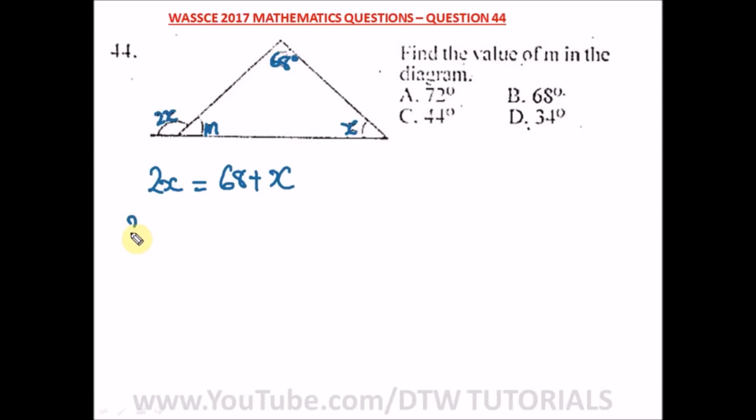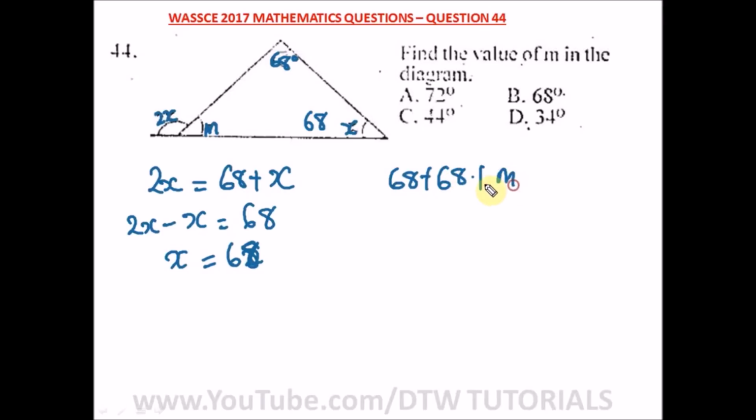So let's find x. Bring this x to this side. We have 2x minus x equal to 68. So x is equal to 68. So if x is equal to 68, remember this is a triangle and we're looking for m. The sum of angles in a triangle is equal to 180. So we have 68 plus 68 plus m is equal to 180.